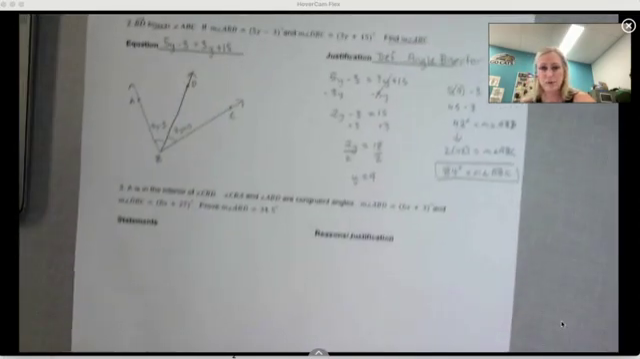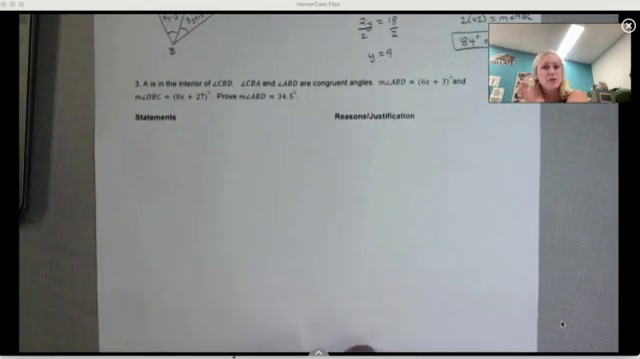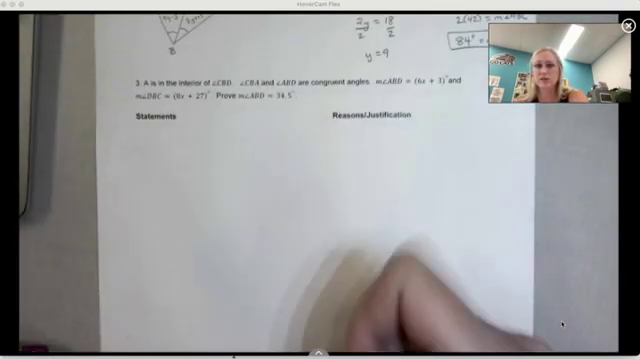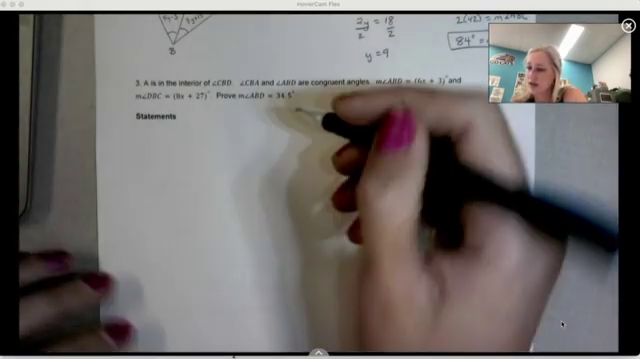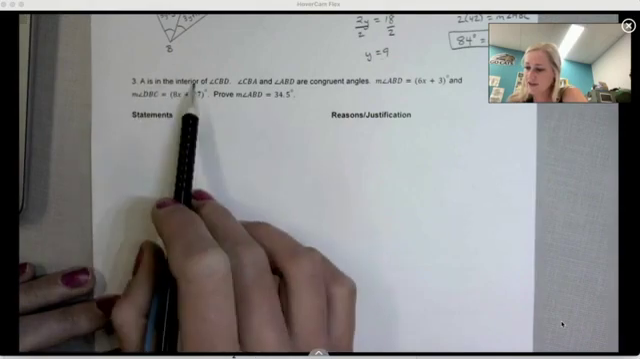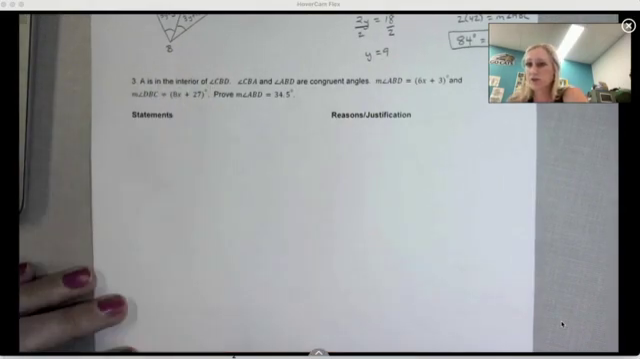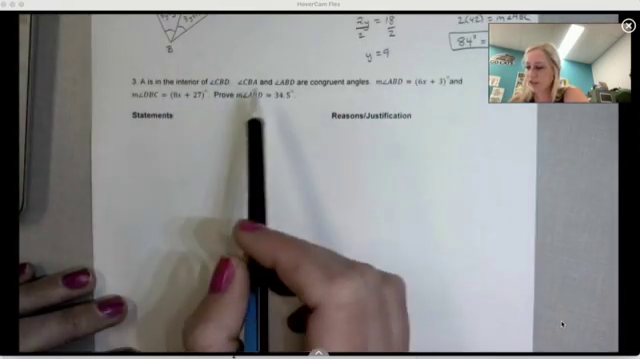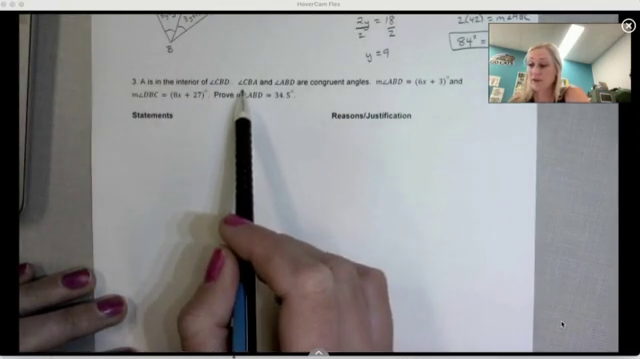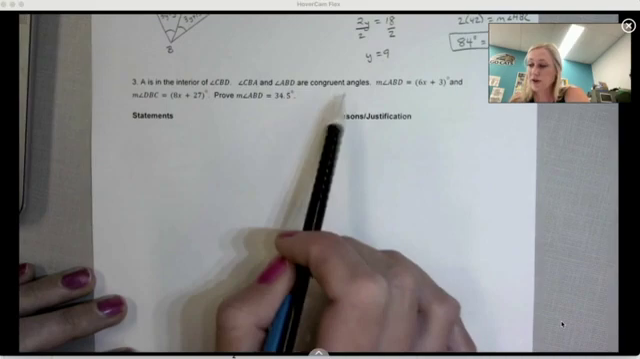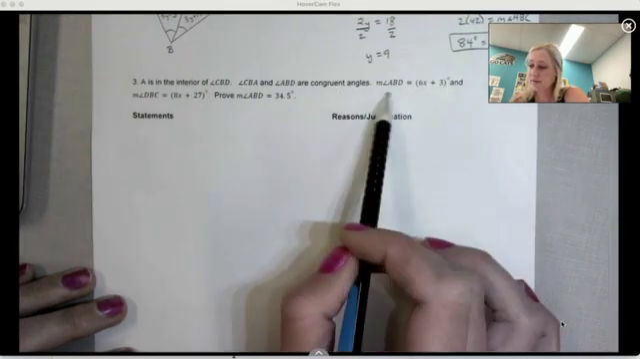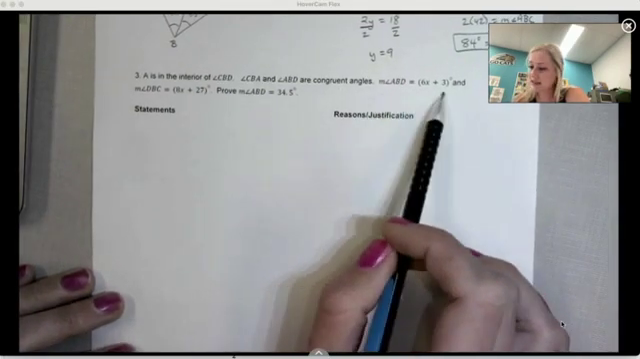All right, last example here. Okay, this one we're doing a full proof. They want the reasons and justifications the whole way down. Okay, so we have A is in the interior of CBD. So I don't know that it's in the middle, I just know it's in between, kind of like our very first example. Oh, but they do tell me CBA and ABD are congruent angles. Measure of ABD is this.